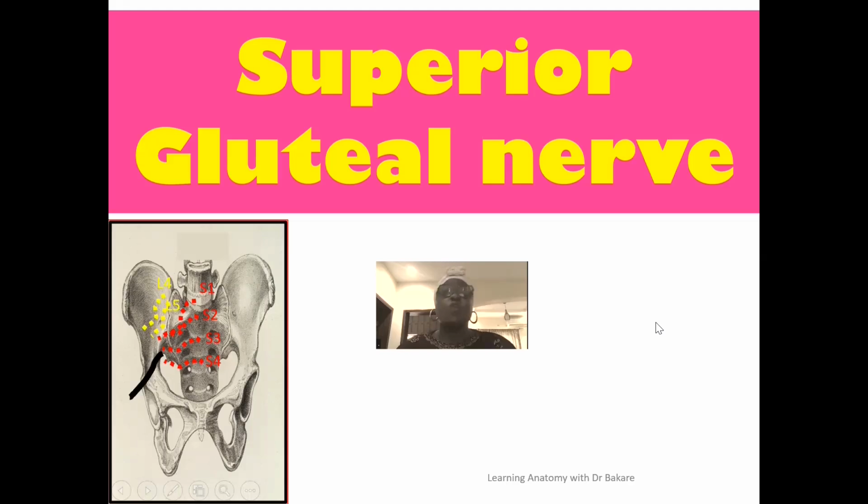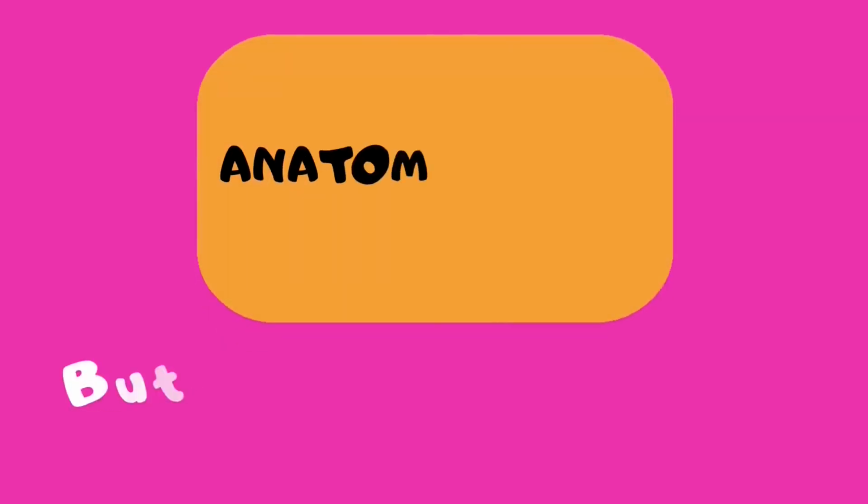So in this lecture, we'll be looking at the details of how the superior gluteal nerve emerges from the sacral plexus, the part that it runs from, where it emerges from, and also the number of branches that it gives along its course.